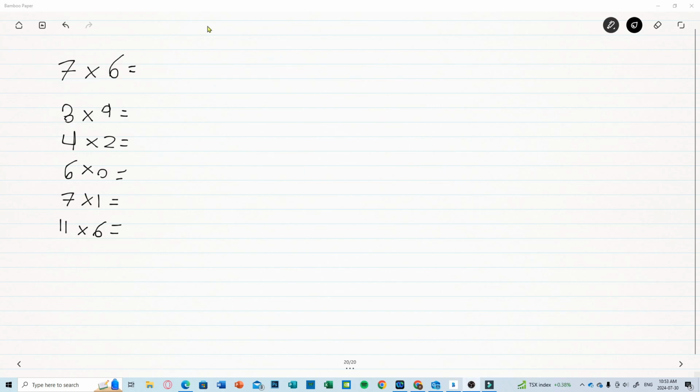Alright, now we've got some questions on the screen, and we're going to start off with 7 multiplied by 6. So what I would do here is look for the higher number and write that down. So we have 7, and then we know that we have to add 7 6 times. So we're going to do 7 plus 7, which gives us 14. Now we add 7 again, gives us 21. And we add 7 again, to give us 28.